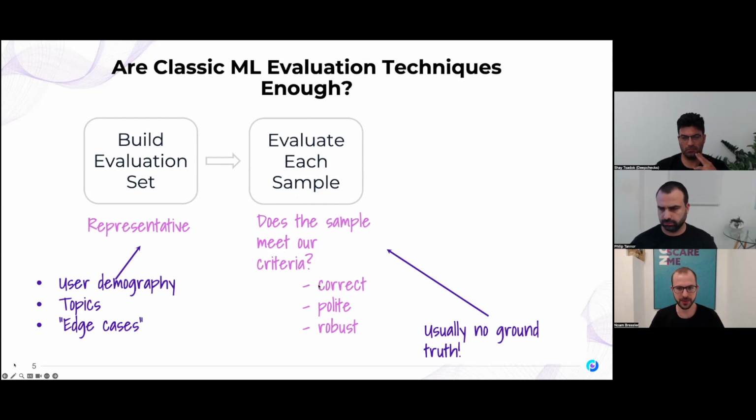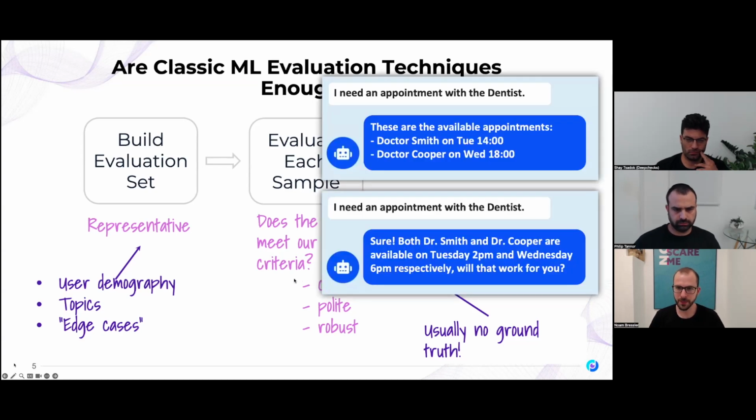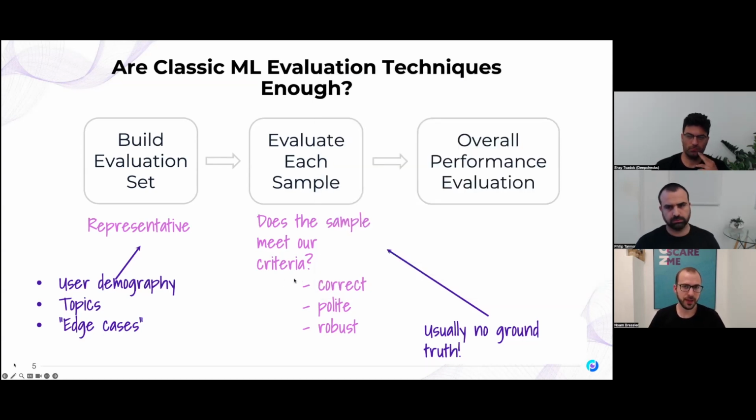The answers need to be correct. For example, they need to be polite, they need to meet other criteria, they need to be robust to all these edge cases. So you can't rely here on a certain set of ground truth annotations and just compare to them. You need to actually evaluate each output for all the criteria that you care about. And after you did that for each one of these samples, you can get an overall performance evaluation by aggregating the percent of good samples.